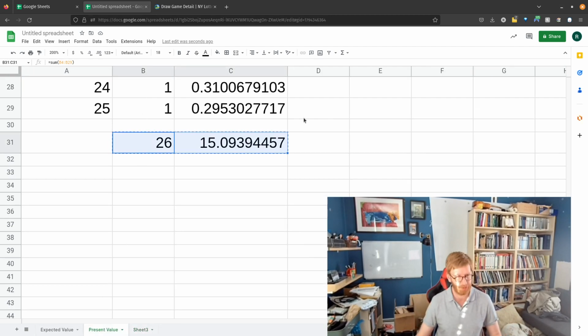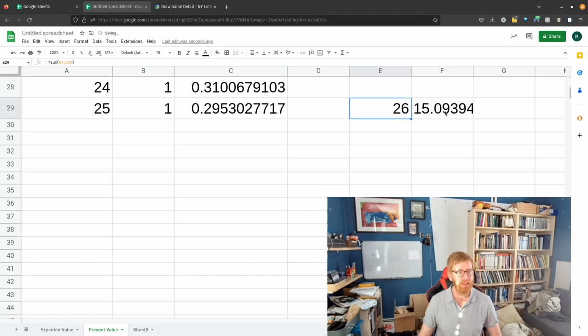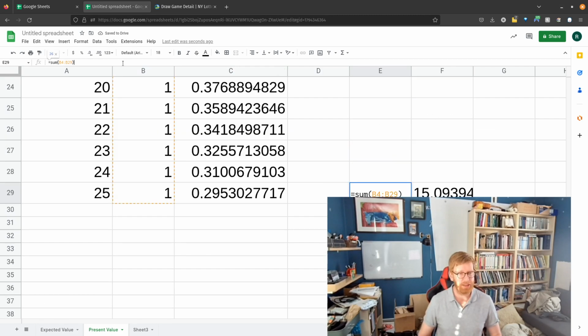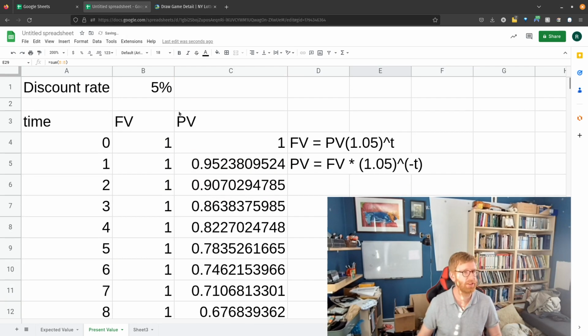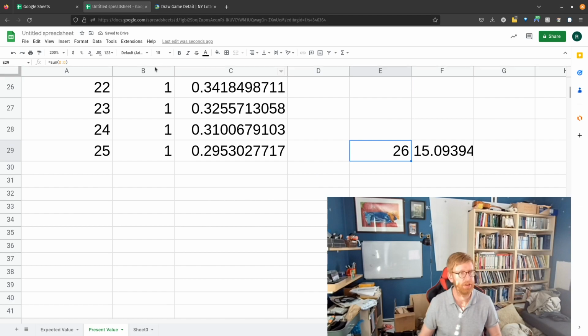Let's actually mess with this just a little bit. So let's make this equal the sum of all of column B and equal the sum of all of column C, except for this 5%. Can I move this over here? And there we go. All right, that did fine.